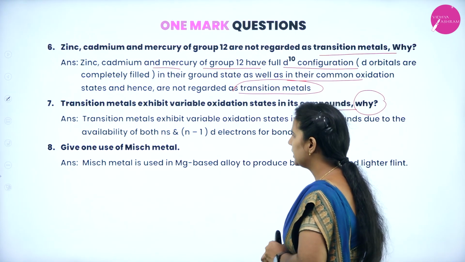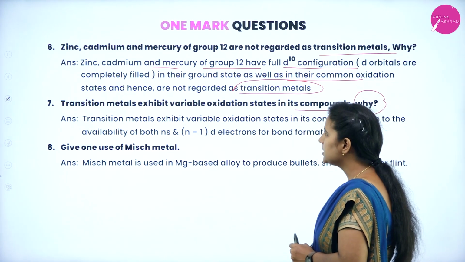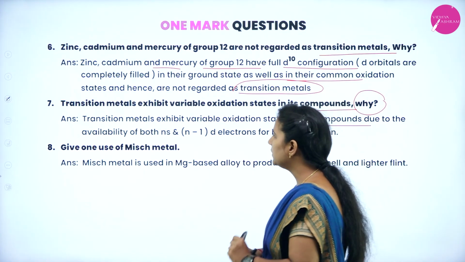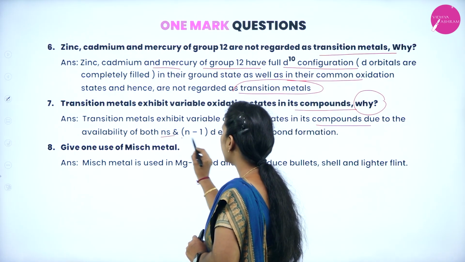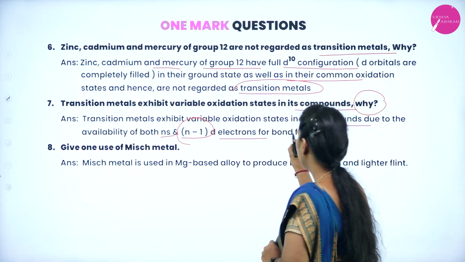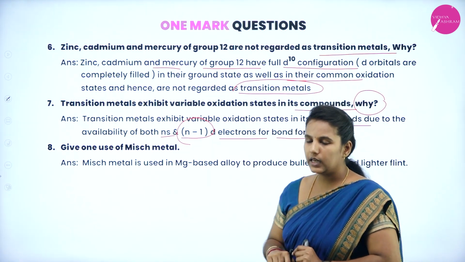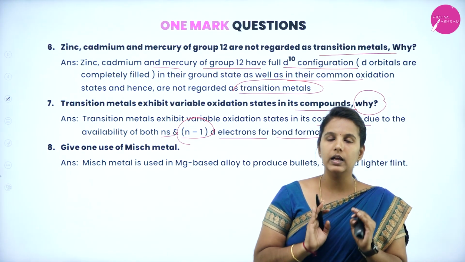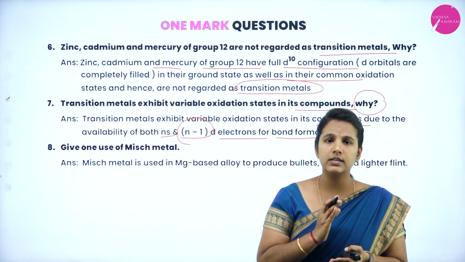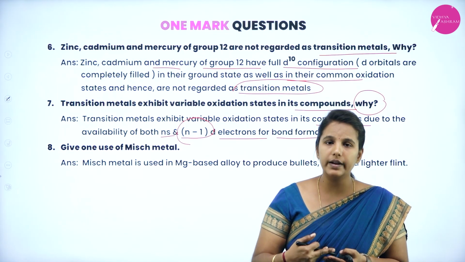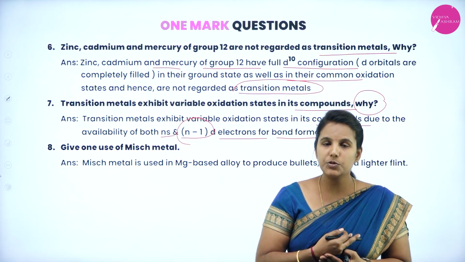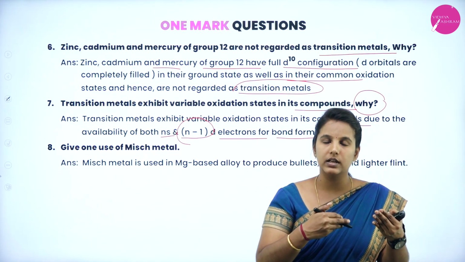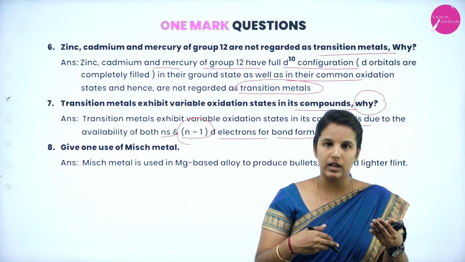Transition metals exhibit variable oxidation states in their compounds. Why? You need to say the reason for this. We know that transition metals exhibit variable oxidation states in their compounds due to the availability of ns and (n-1)d electrons for bonding. If you see the 3d series, 4d series, 5d series and 6d series, together they are known as d block elements. In all these series of elements, there is the availability of ns and (n-1)d electrons, which means the last electron is added to the inner shell, that is, the penultimate shell. Correct, no?